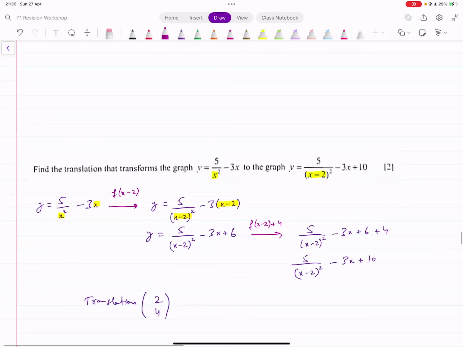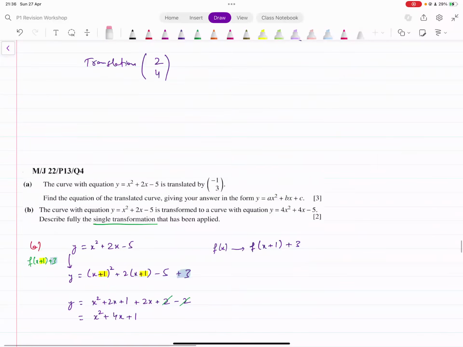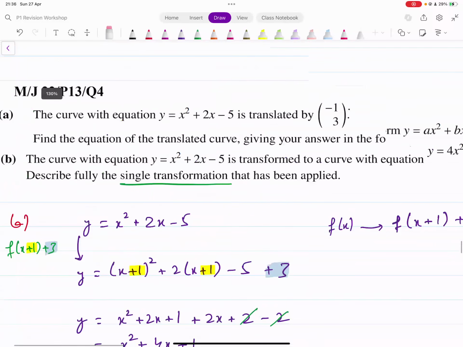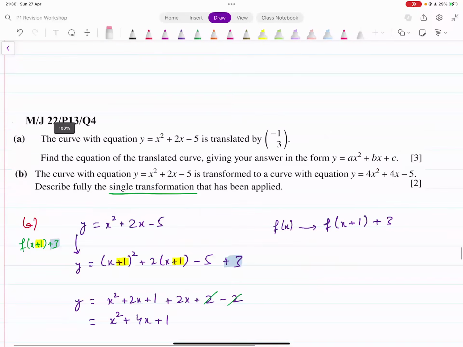So when you have to identify transformations, do it step by step. Write down the transformation that you're very sure about first. Apply that transformation and see what happens after that. Otherwise you can often get wrong results. Let's have a look at this. It says the curve with this equation is translated by (-1, 3).